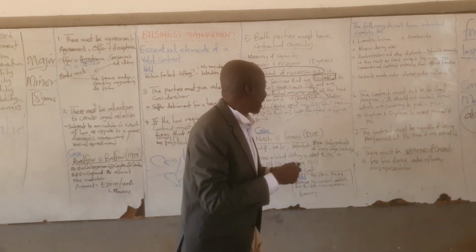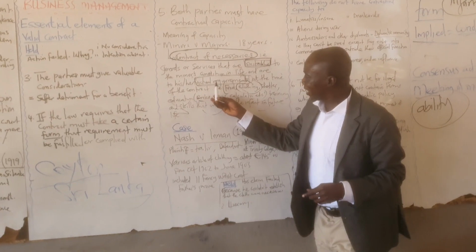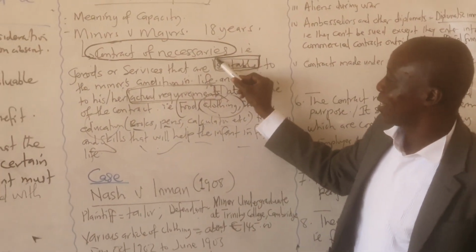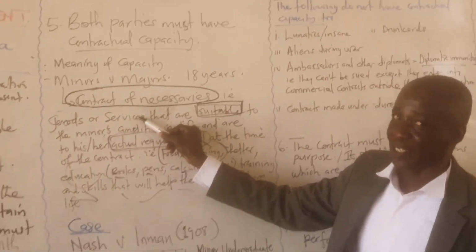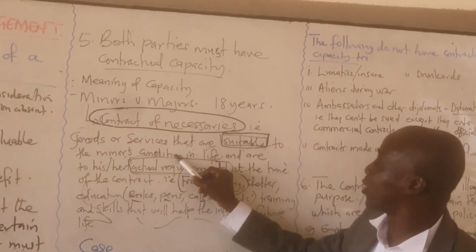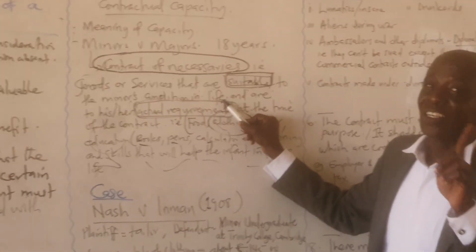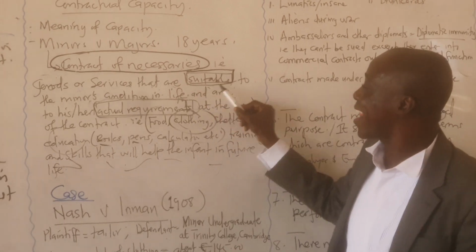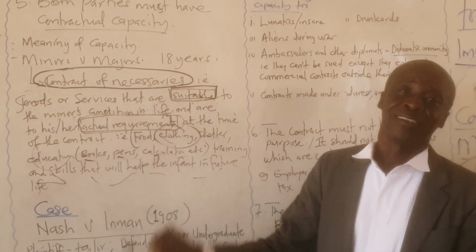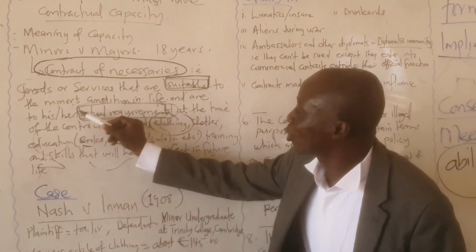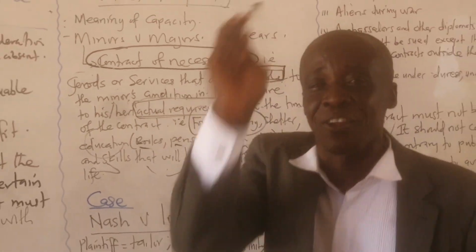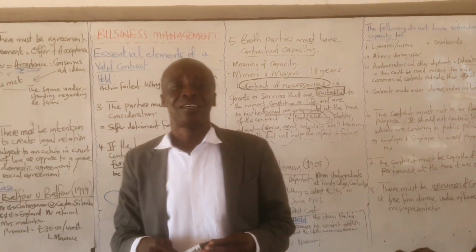If you look at the definition, we said necessaries are goods or services. So here, services that are suitable to the minor's condition in life. So the clothing must be suitable to the minor's condition and to his or her actual requirement. Take note of his or her actual requirement at the time of the contract.